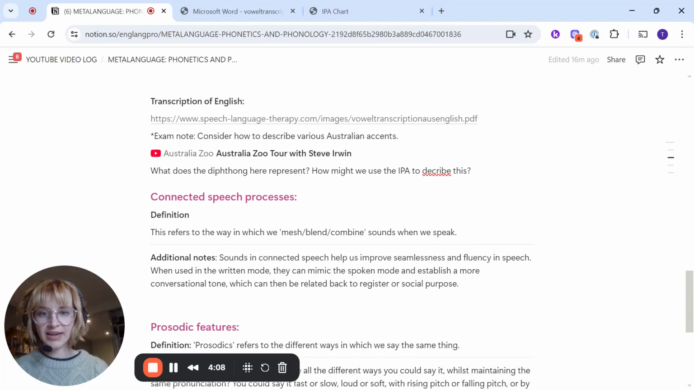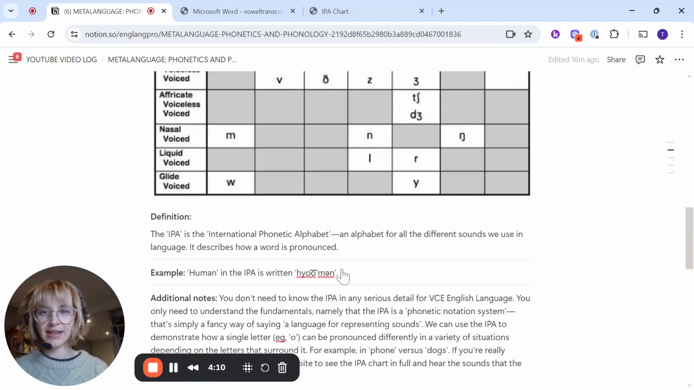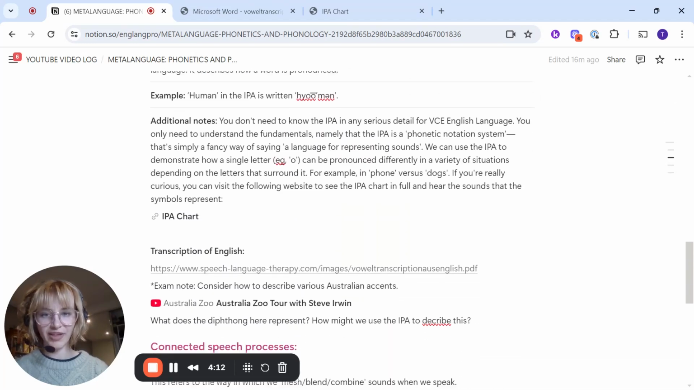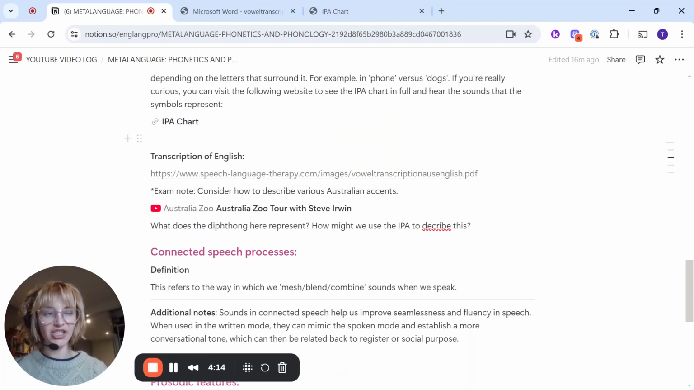So, connected speech processes, or actually, I better explain one more thing. In terms of the transcription of English, I said that you don't need to know the IPA for year 12, and that's true. But if you really want to show your knowledge, you can bring in a little bit of IPA to use in your essay or your AC, particularly your essay. And I would recommend doing that because it really shows you're able to understand things like accents, which are very phonological. So they're about how sound is produced. It's not about different words that are being used, for example.